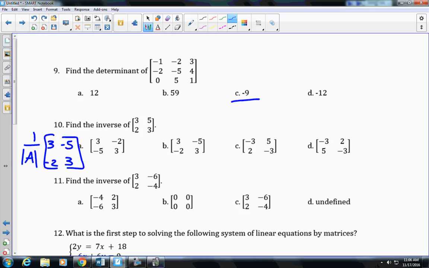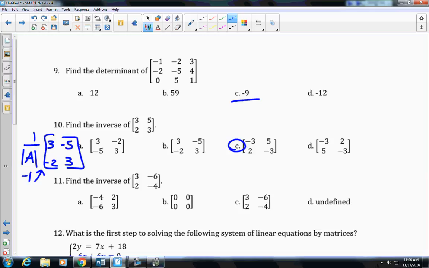Well, if we just got the determinant to be -1, right? Yeah. So what I'm multiplying this by then is -1 times all of those. So -1 times 3, -3. -1 times -5, -1 times -2, and then -1 times 3. So it's C, correct? Right.